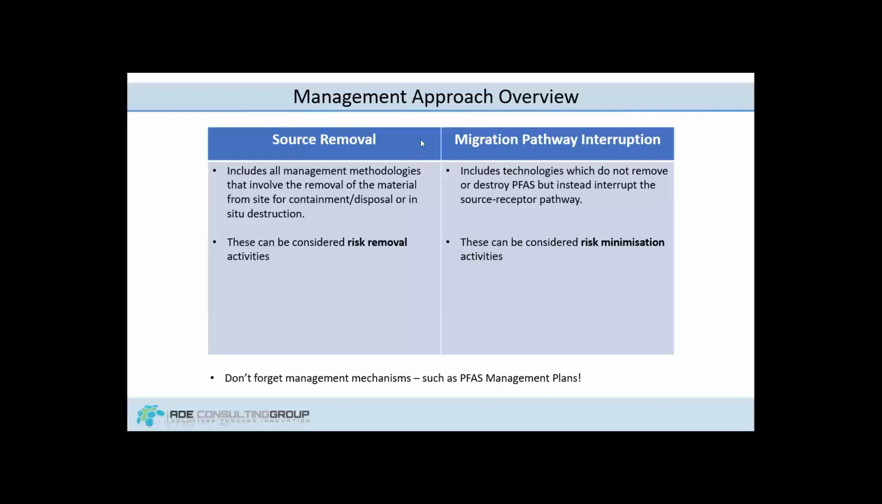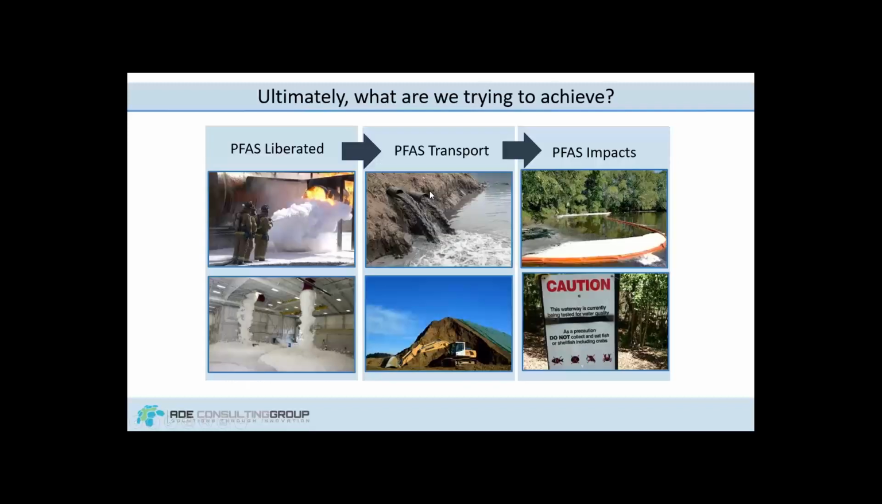However, remediation mechanisms or management mechanisms can really be split into two key groups, in my opinion. The first being those that address the source, so risk removal, versus those that address the migration pathway, which I would see as risk minimization activities, but they don't necessarily take the problem away, they just break the pathway, the source-receptor pathway. So ultimately, what are we trying to achieve? Everything I will discuss either plays a role in removing the source area where PFAS was liberated, or managing the transport pathway to prevent PFAS impacts.